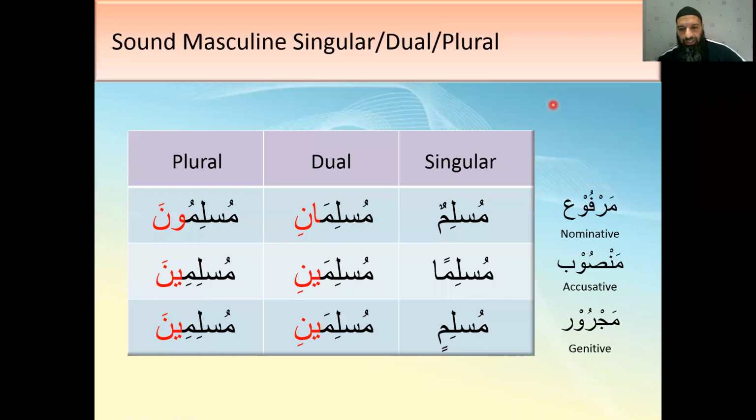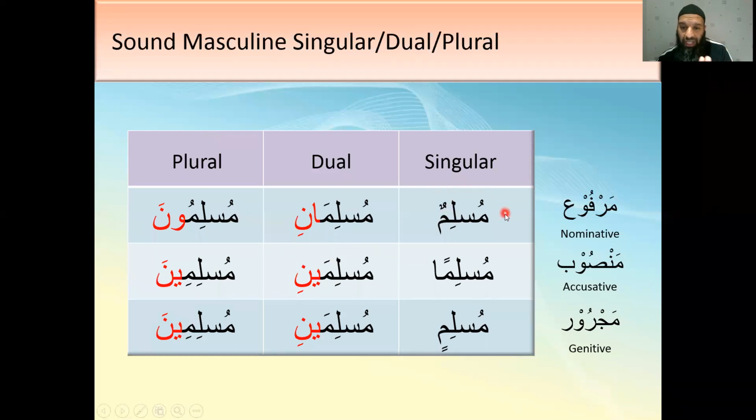Okay. So if you look at this, this is a table that is showing you the singular way of saying a masculine word, the dual way of saying a masculine word, and a plural way of saying a masculine word. The top line is marfu case, the second line is mansub case, and the third line is majroor case. I will go over it now, one at a time, inshallah.